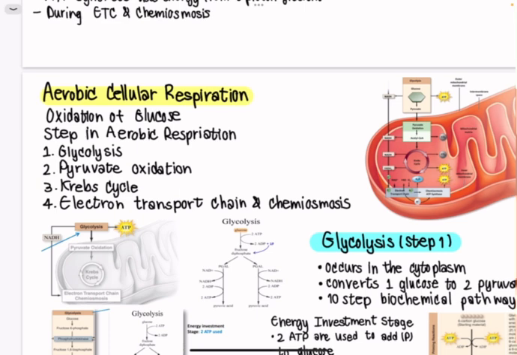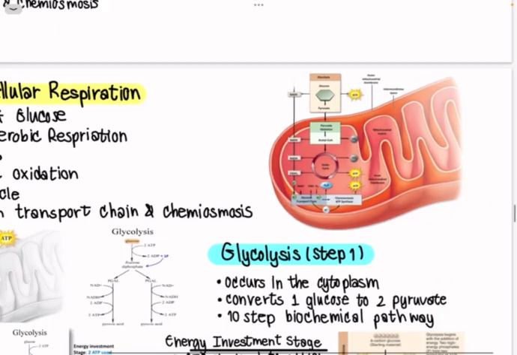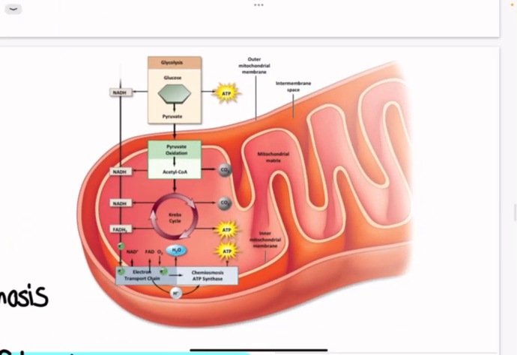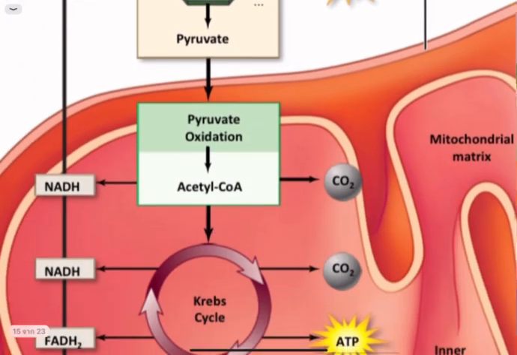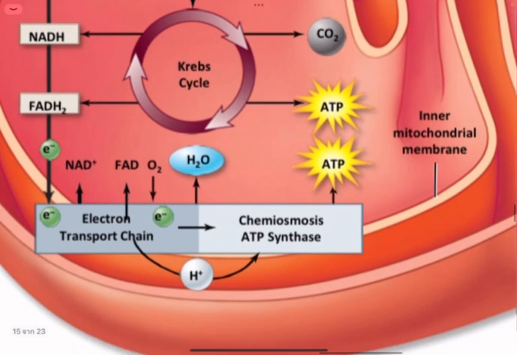Glycolysis and the Krebs cycle create little ATP but create electron carriers that all meet up in step 4. In the ETC, all electron carriers meet here, and lots of ATP is created. So this is a picture of the steps in aerobic respiration. You can see glycolysis, pyruvate oxidation, Krebs cycle, and electron transport chain and chemiosmosis.